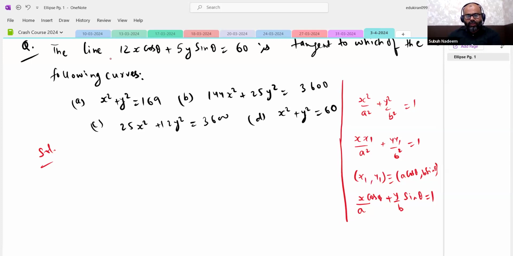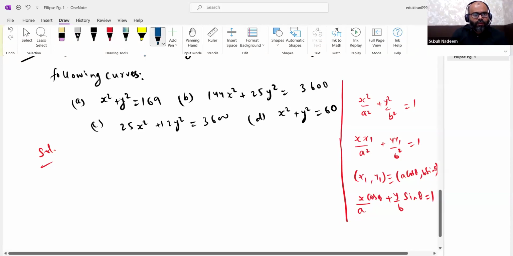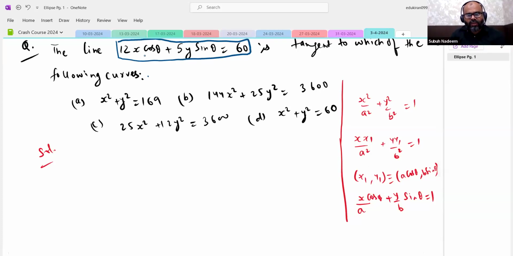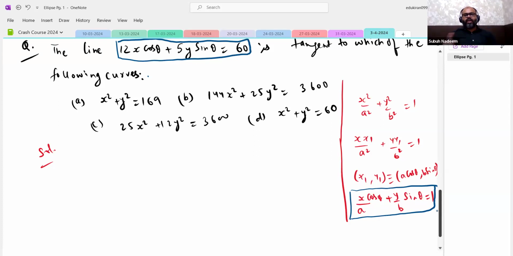So you have to see how the curve given here, 12x cos theta plus 5y sin theta is equal to 60, is getting fit in this equation. And then you can see what the values of a and b are. So relate with this and try.